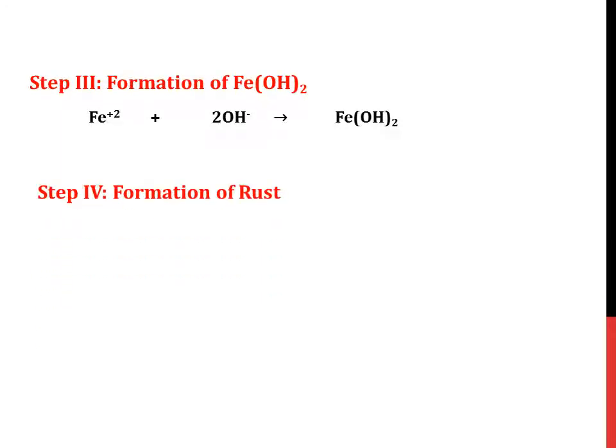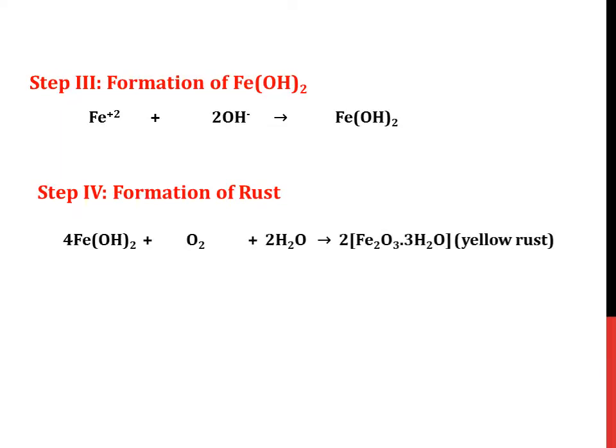Next is how the rust is formed. Once this ferrous hydroxide is formed, in the presence of an excessive amount of oxygen, it will undergo further oxidation and be converted into yellow rust, which is nothing but hydrated ferric oxide. And in a limited amount of oxygen, ferrous hydroxide is converted into black rust, which is nothing but ferrous ferric oxide.